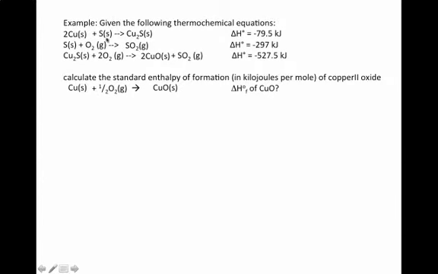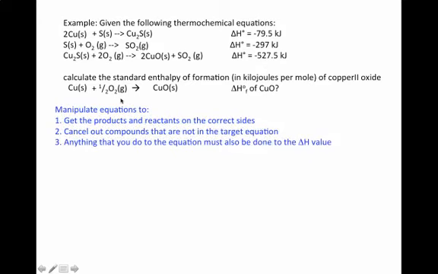So how do I use these equations so that I will add up and cancel things out so I'll get only this at the end? Well, first of all, there are some strategies that you can use to manipulate the equations, and the first one is to get the products and reactants on the correct side. So let's look at our given equations, and we have copper on the left hand side, and the first equation has copper on the left hand side, so that seems good.